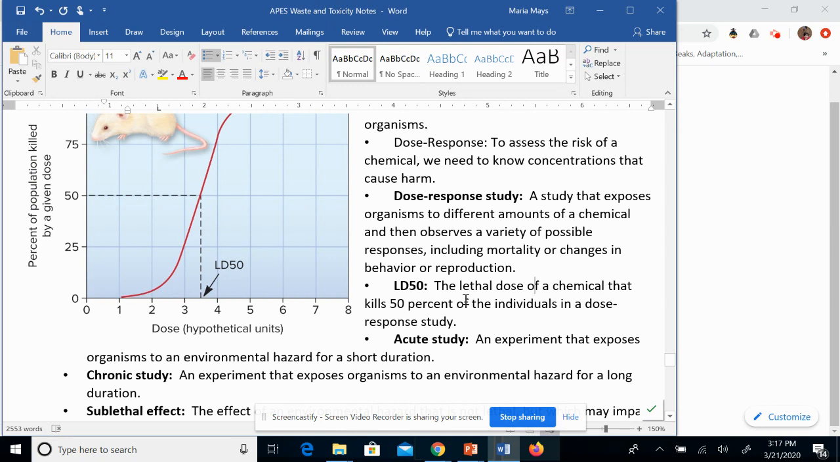An acute study is an experiment that exposes organisms to an environmental hazard for a short duration. Typically, a higher dose would be used during an acute study. A chronic study might do lower doses, but over the long term, so exposure to a hazard for a long time.